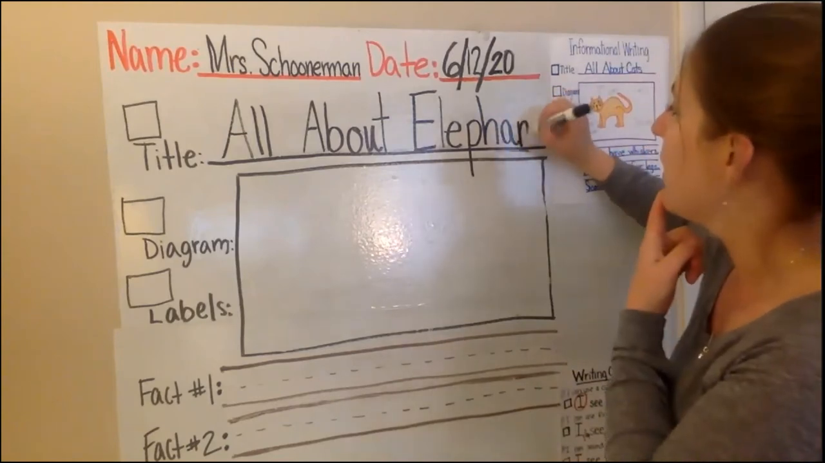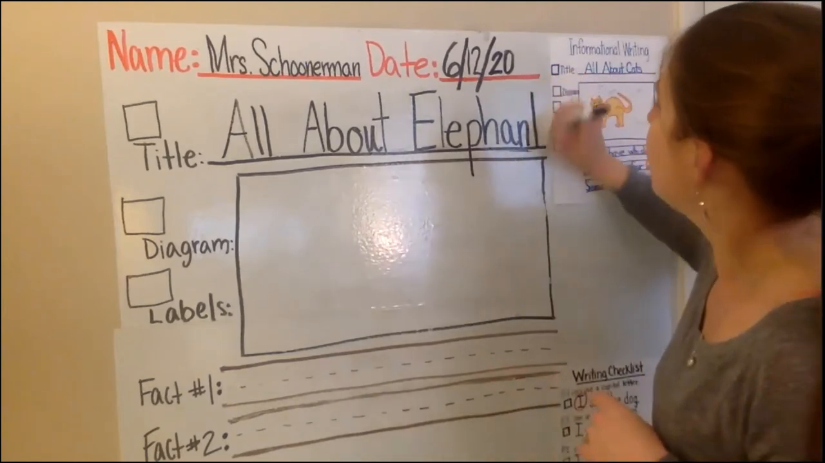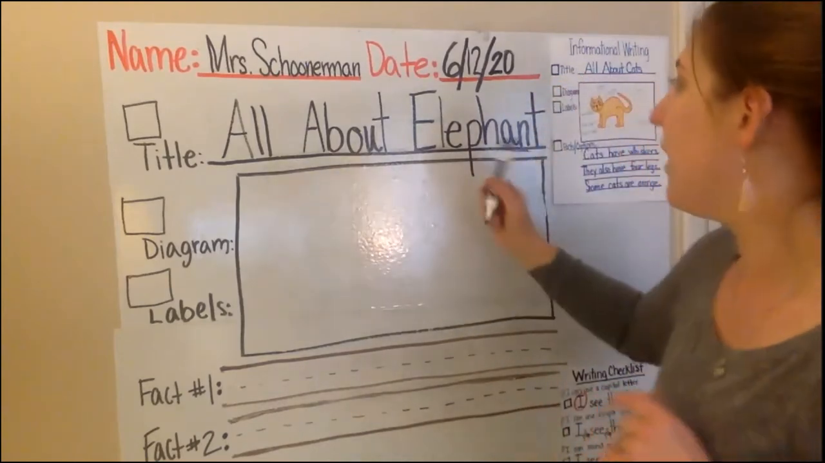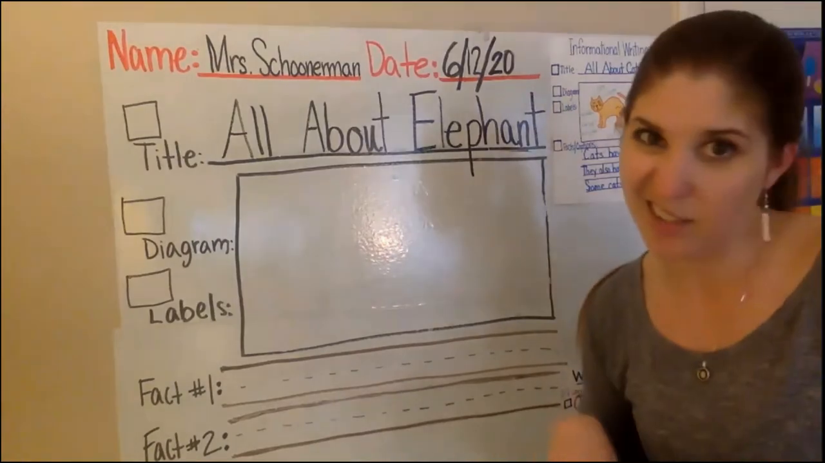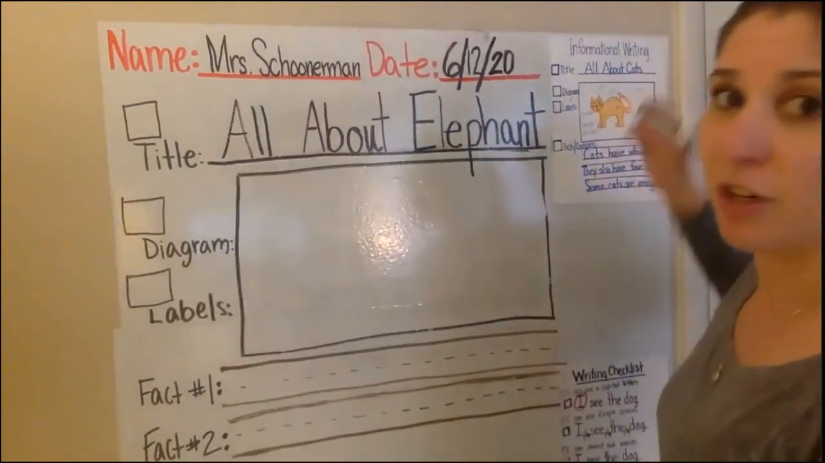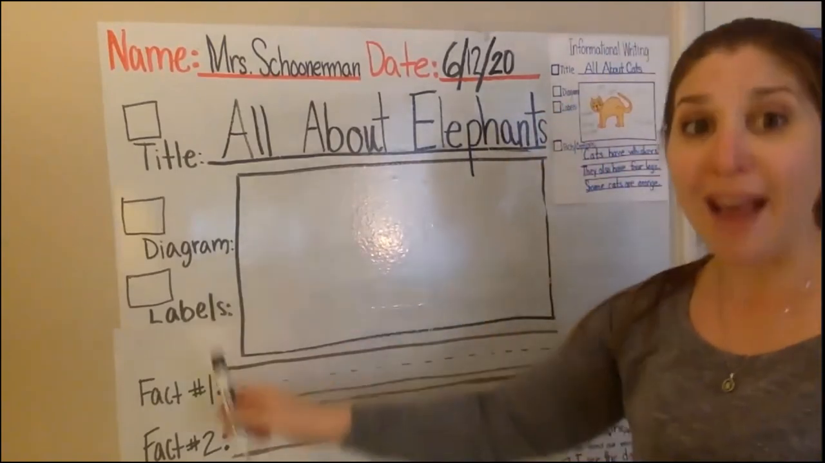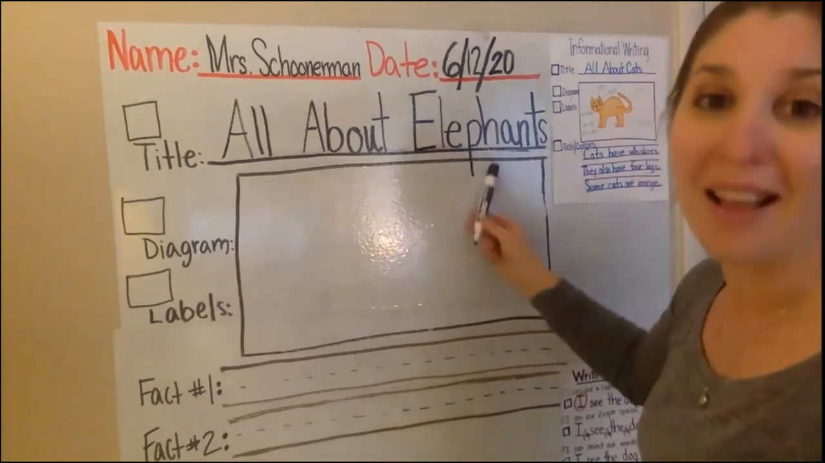We have elephant. Now we need to put an A. Elephant, T. All about elephant, and I don't like that that's just in one elephant. This is about all the elephants. So let's turn it into a plural by adding an S to the end of the word. Now our title reads, All About Elephants.